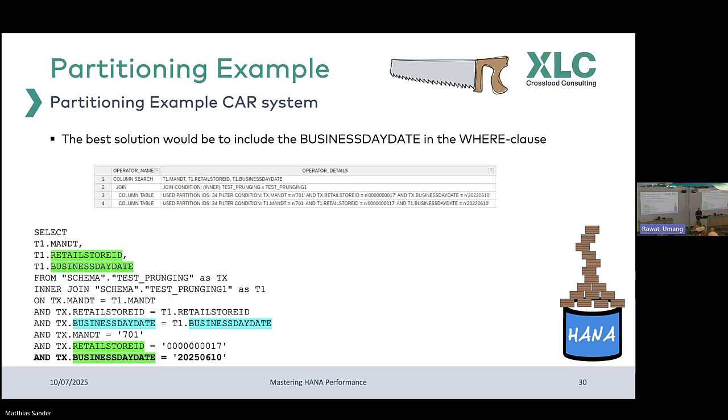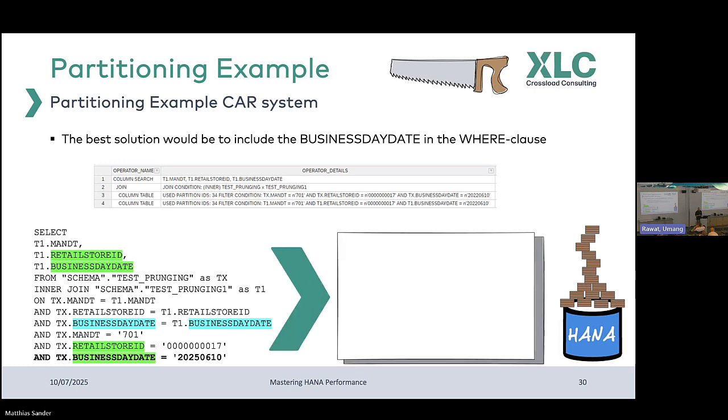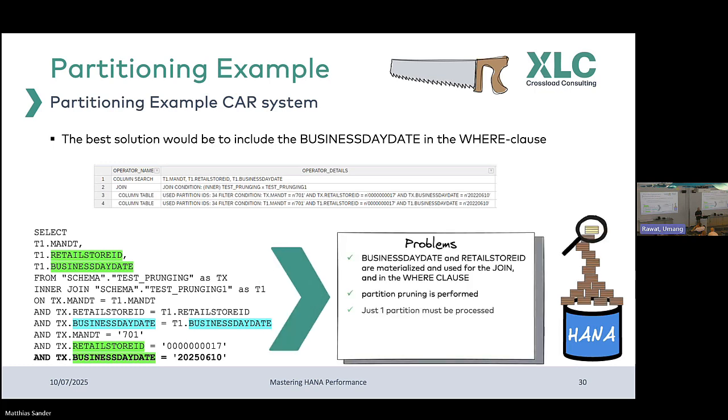But the problem is the customer, or this report, listed all the business day dates, or there was a logic where they wanted to find out which business day dates were included in a specific retail store ID. So they couldn't use the business day date in the where clause because it was one part of the result.